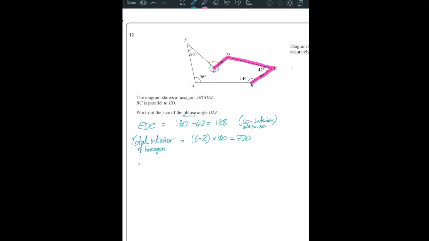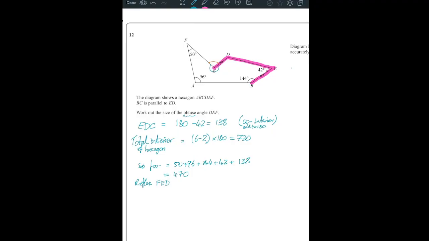So what do we have so far? So far our angles are 50, 96, 144, 42 and the 138 we've just worked out. If we total those, we then can work out how much is left over. That's a fairly small number. I was expecting slightly greater, but this is a reflex angle, so maybe fine.